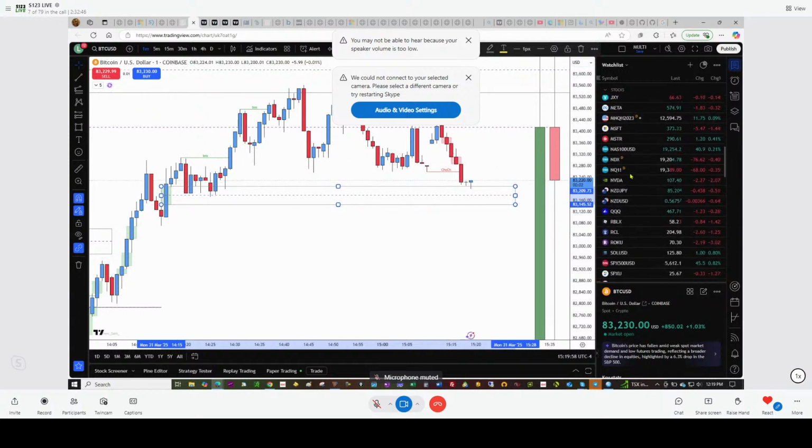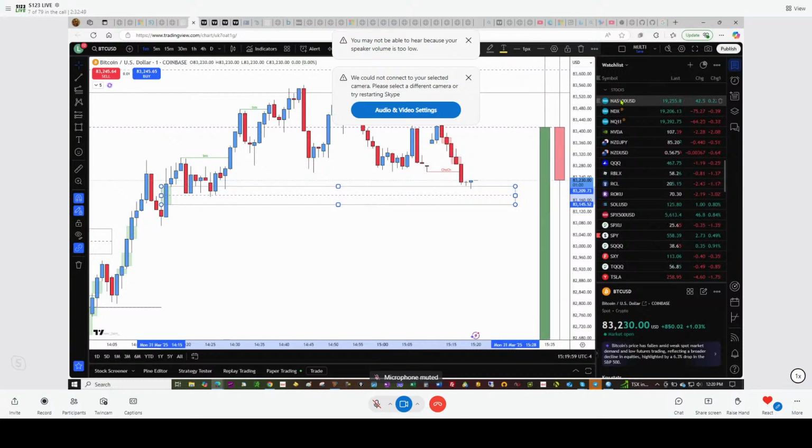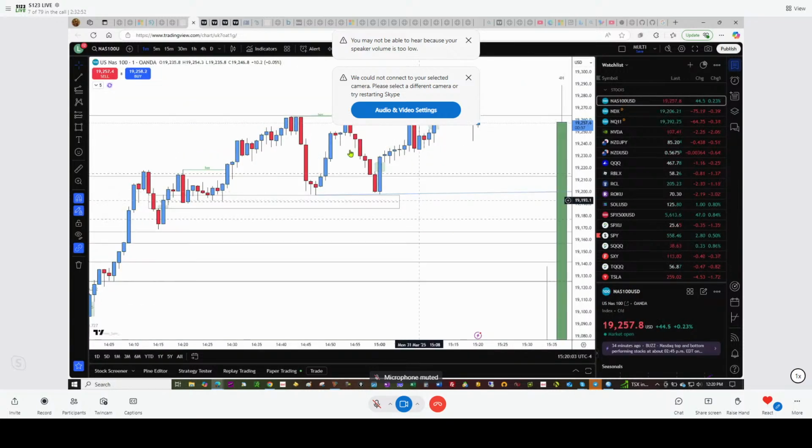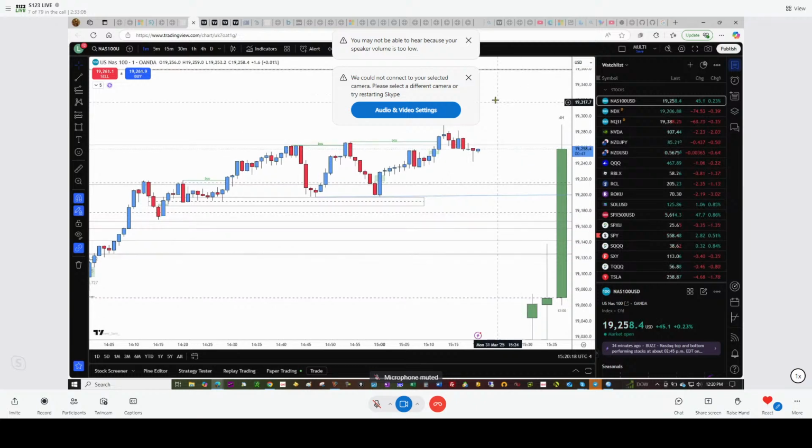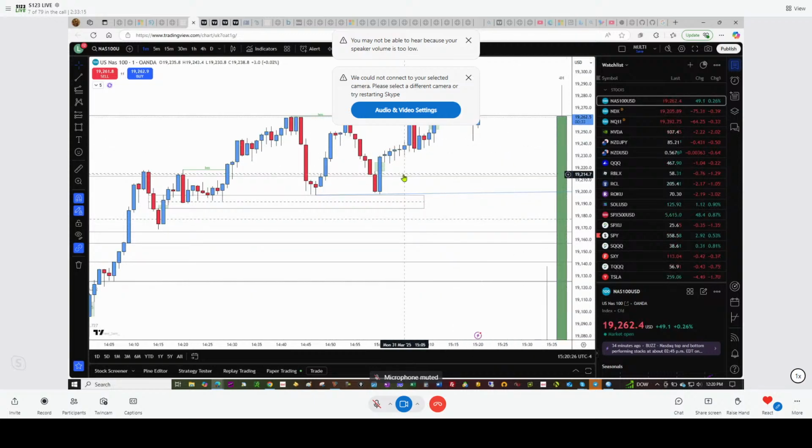And let's see how NAS is doing now. NAS is already pushing to the upside off this gap. It still has a little bit more upside to go. And how far am I from the highs? Not very far from the highs here on NAS, right? We could say about 80 handles or so. I'm going to see if I can catch a Bitcoin play to the upside here.